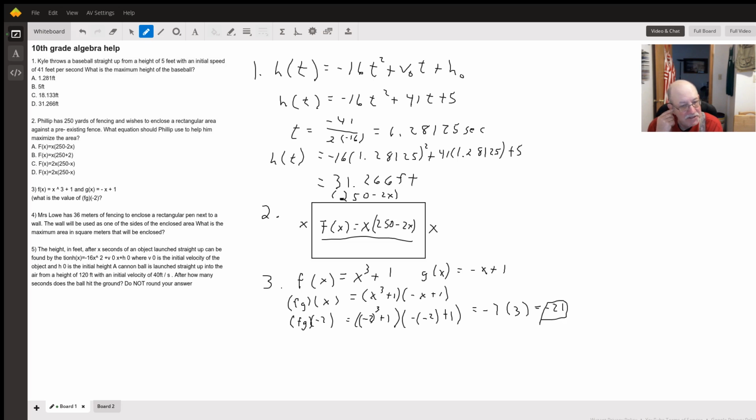For number three, they want us to find the value of f times g at -2. Well, f times g of x is just going to be x cubed plus 1 times negative x plus 1. Then we just plug a -2 in for the x's. For the first one, we're going to get -8 plus 1, so that's -7. For the second one, we're going to get 2 plus 1 is 3, so that one comes out to be -21.